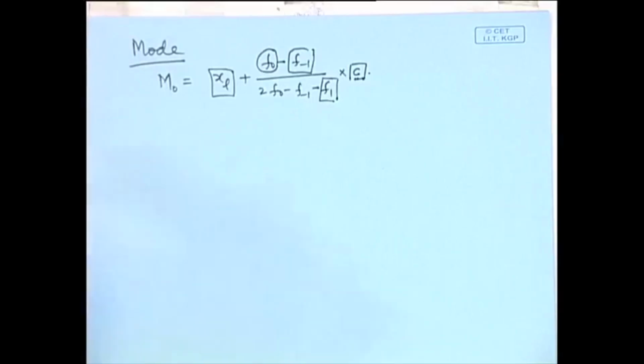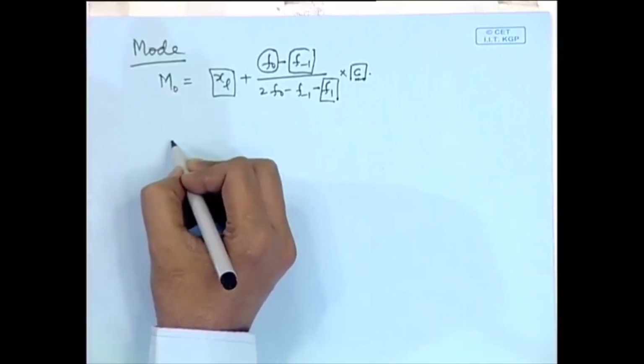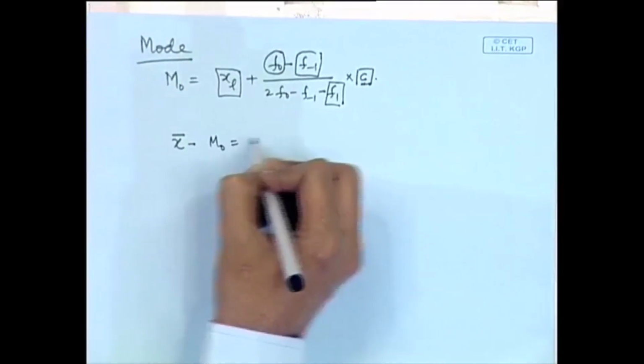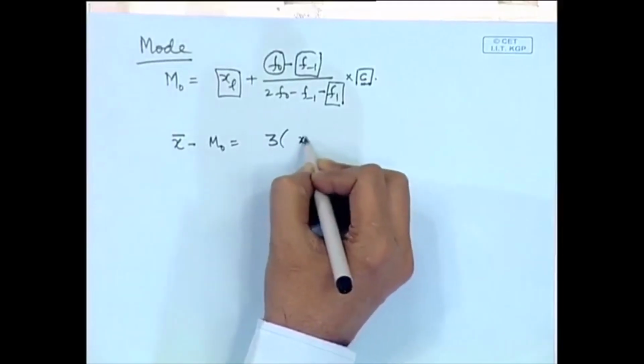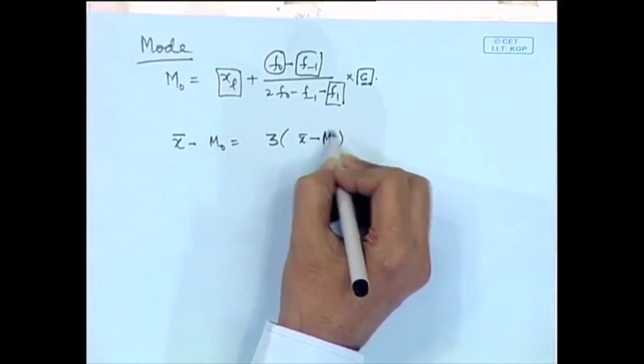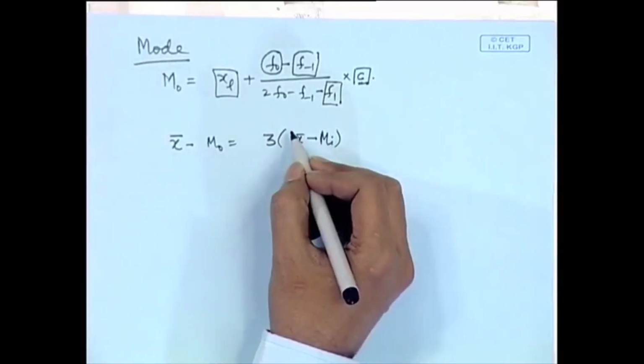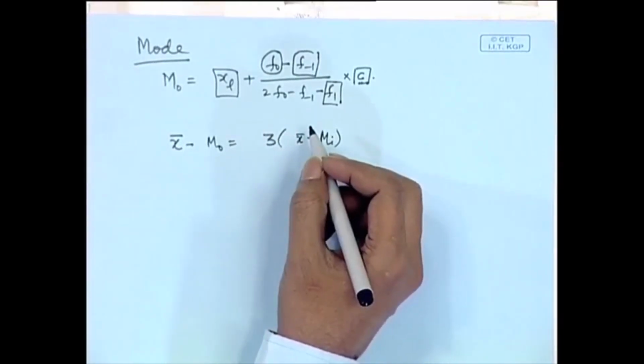There is some relation between mean, median and mode. Many times this is used: x bar minus m naught is equal to 3 times (x bar minus m I), where m I denotes the median, m naught denotes the mode, and x bar denotes the arithmetic mean. So, many times this formula is also used.